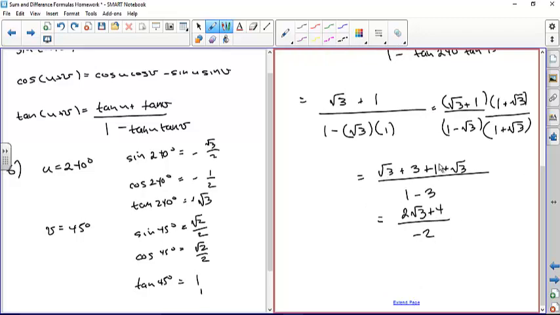So you've got the square root of 3 plus the square root of 3. That's 2 times the square root of 3. 3 plus 1 is 4, divided by negative 2. So this is negative. The numerator is positive, so it's negative, which is what we expected for the tangent. So that's the tangent of 285.